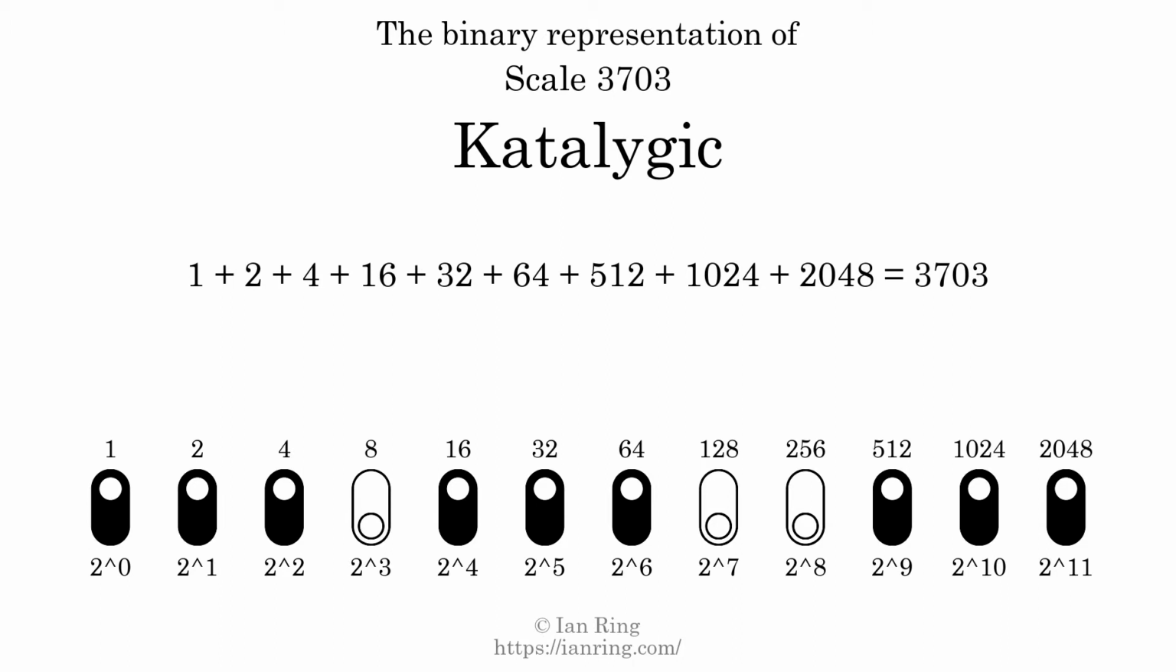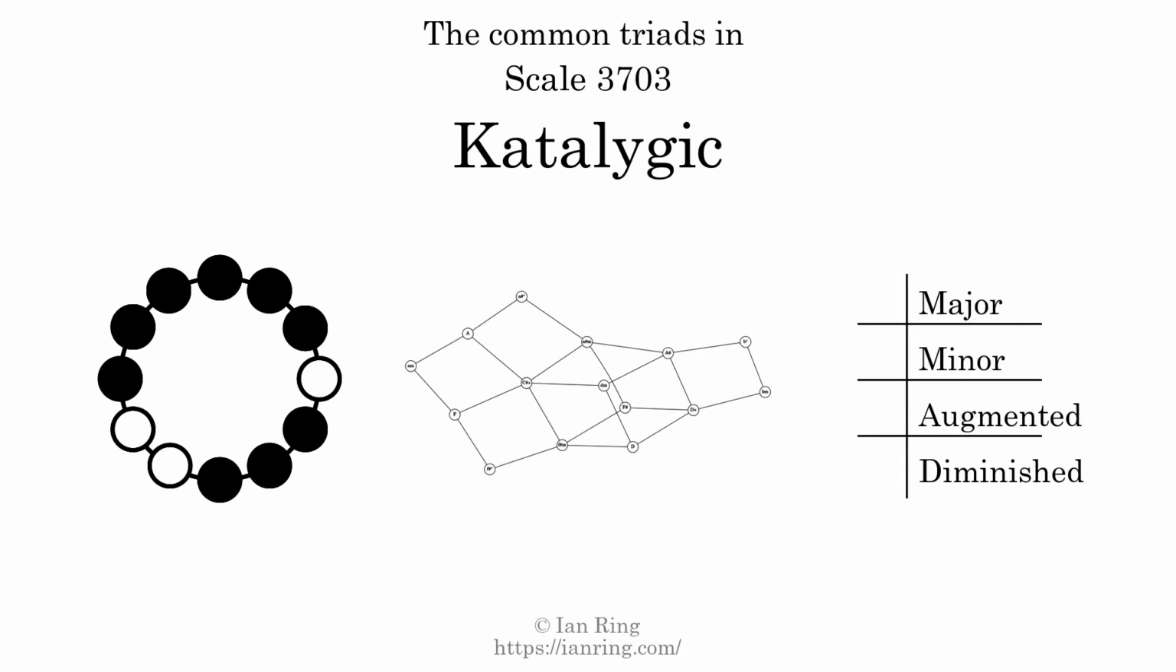The scale number not only enumerates the scale with a unique index, but it also literally describes the tonal content of the scale. Represented as a binary number in base 2, the scale number is 1110011101111. Here are the common triads present in this scale.